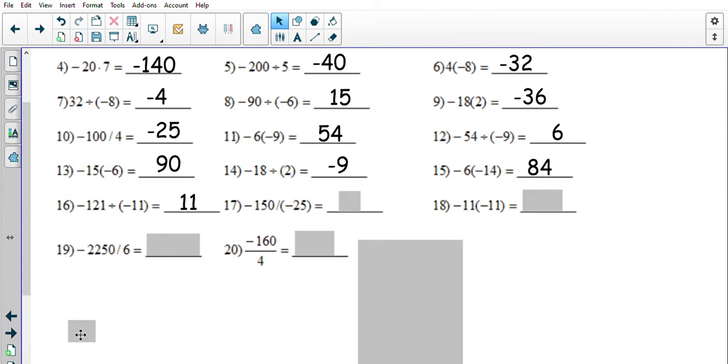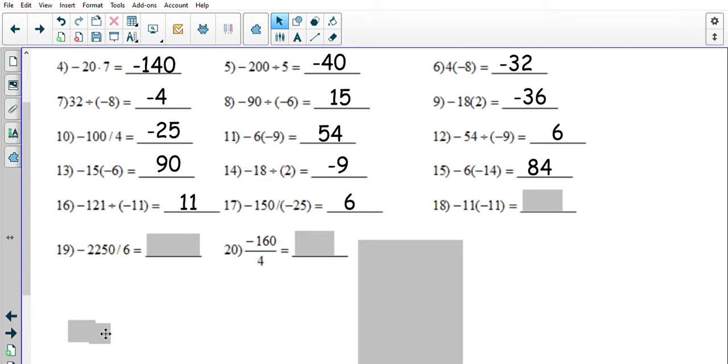Number 17, negative 150 divided by negative 25. Signs are the same. My answer will be positive. 25 goes into 150 6 times. 4 25s gets you to 100. We need 2 more to get to 150.